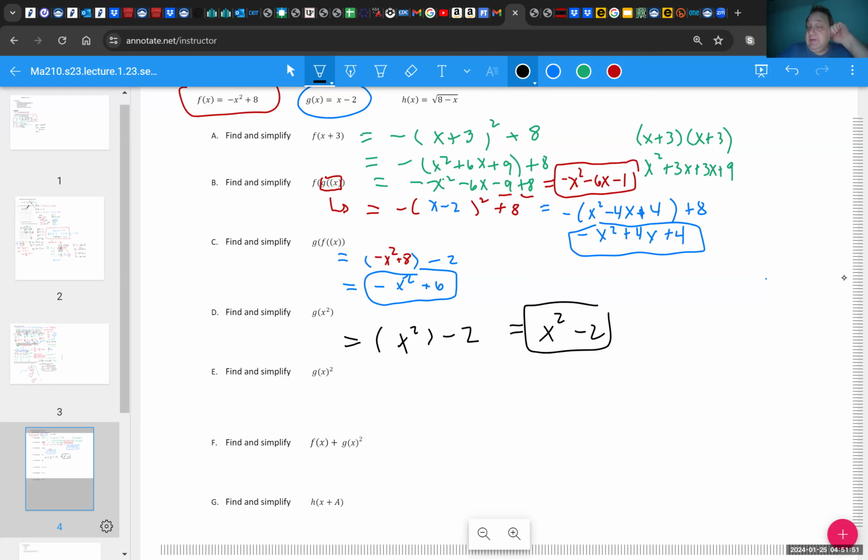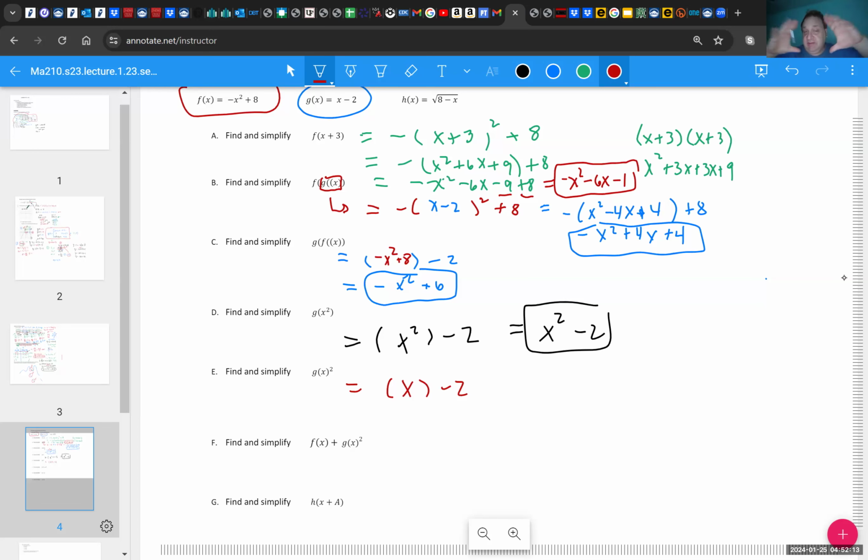For example E, it looks very similar. It says g of x squared, but you may notice that the square is not inside the parentheses. I'm not putting x squared into the function. I'm squaring what g of x is. So g of x is thing minus 2, but the thing inside the parentheses is still x. So it's still x minus 2.